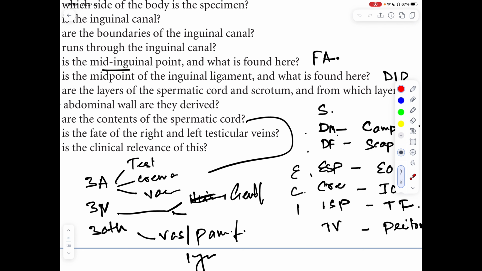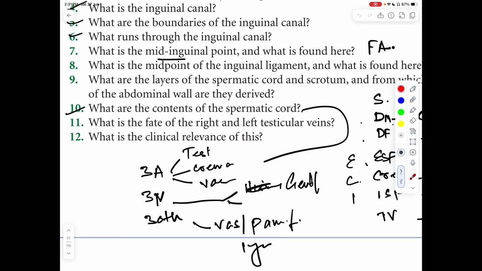The contents: there are 3 arteries, testicular, cremasteric and artery to the vas, and 3 nerves, sympathetic, parasympathetic and the genitofemoral nerve. There are 3 other structures: pampiniform plexus, vas deferens, and lymphatic vessels. What is the fate of the right and left testicular veins? The right testicular vein goes into the inferior vena cava, and the left testicular vein goes into the renal vein. What is the clinical relevance? Entry of the right testicular vein into the inferior vena cava makes backflow less likely.